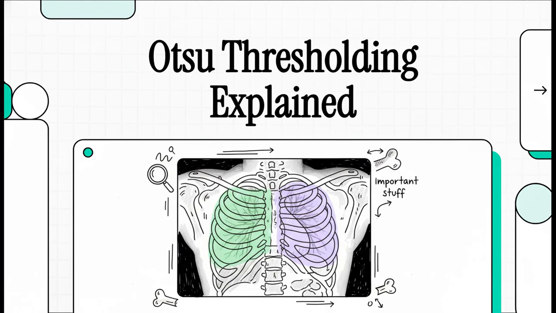Have you ever looked at a medical scan, like an X-ray, and wondered how a computer can automatically pick out the important stuff? Like, how does it separate bones from tissue all on its own? Well, it's a huge part of medical AI. And today, we're going to break down one of the classic, most elegant ways to do it. It's called Otsu thresholding. Let's dive in.